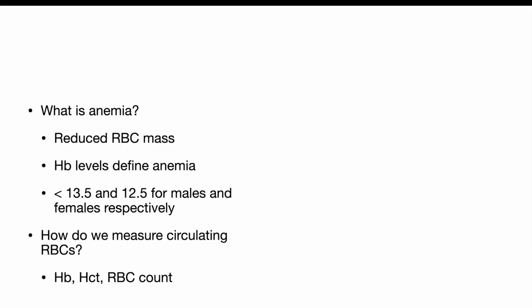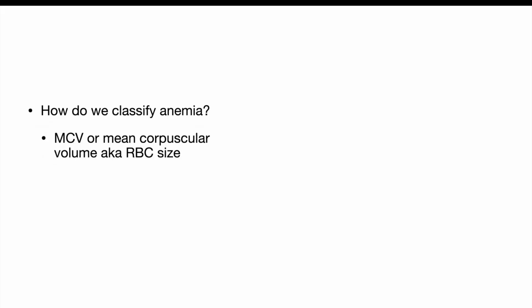So how do we classify anemia? There are many different types of anemia, many different reasons why a patient may be anemic. And so to help us figure that out, we want to classify the anemia to help us narrow down the options. The main value we look at is the MCV, or the mean corpuscular volume. And essentially what that's showing us is the size of the red blood cell. And depending on the size of the red blood cell, we can narrow it down to different types of anemia and what may be causing it so we can treat it properly.